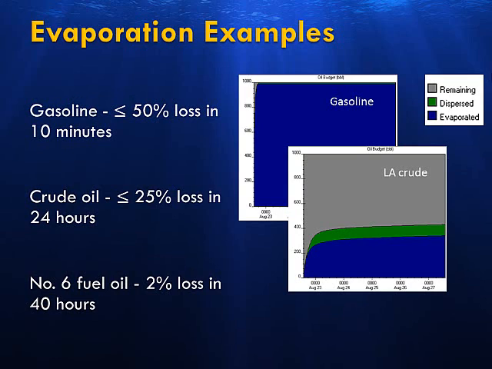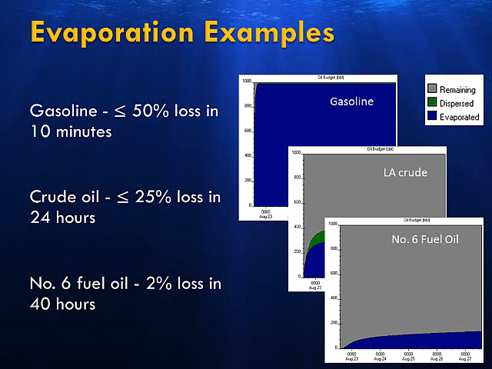So the first one was gasoline. Almost all evaporated within an hour. Louisiana crude, like I said, a good proportion of it, 25, 30%, evaporates relatively quickly. An IFO, much lower percentage. So if you had a 1,000-barrel spill of gasoline, it may be gone in hours, but a 1,000-barrel spill of IFO, you may have a lot to deal with, just days down the road.